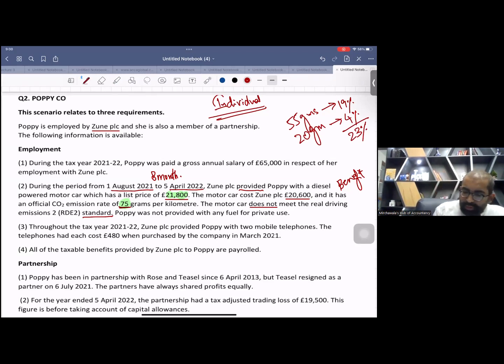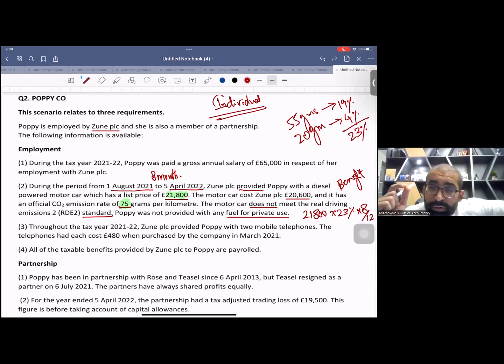Now, Poppy was not provided with any fuel for private use, so that's good. No fuel benefit. So what you have to do now is very simple. Your car benefit will be 21,800 times 23% times 8 upon 12. Don't forget to time apportion. This is written in the examiner report. These are the basic mistakes. Taxation is about small things, not big things. So 8 upon 12, because the car is provided for 8 months only.